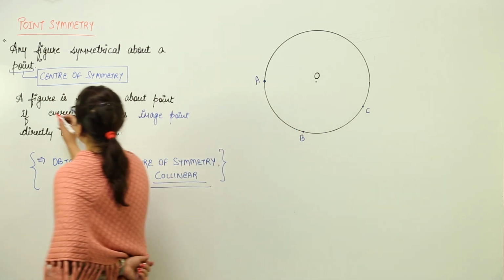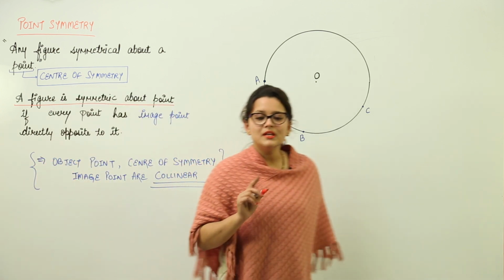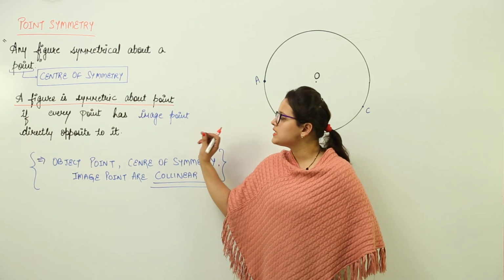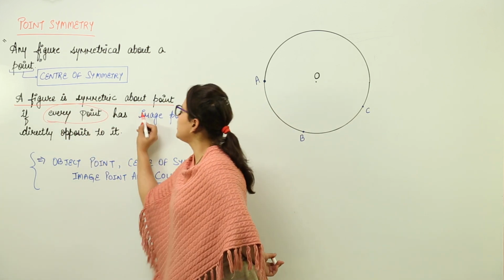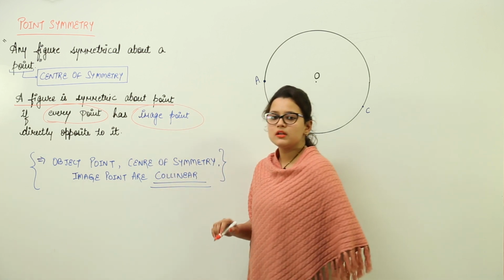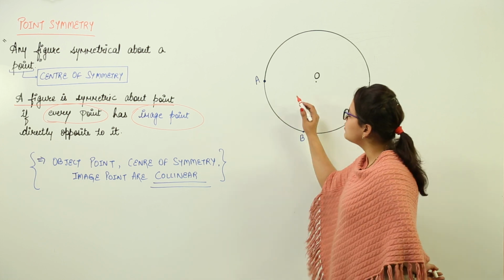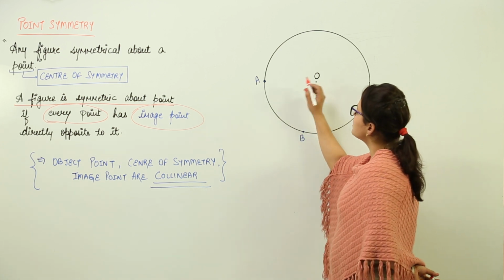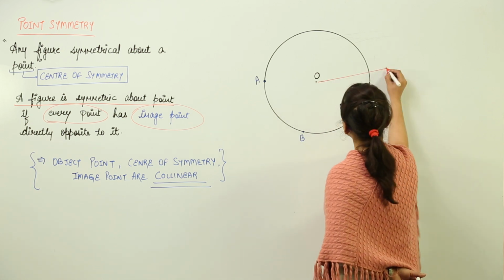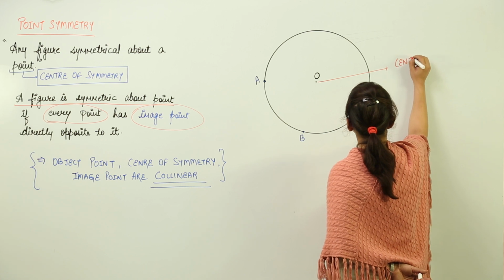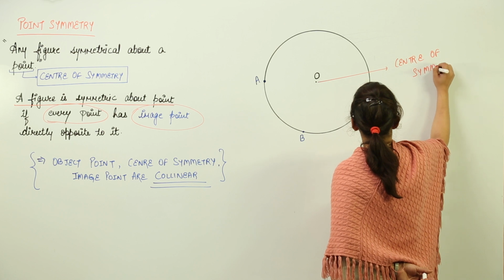We say a figure is symmetric about a point if every point has an image point directly opposite to it. You call a figure symmetric about a point only and only if every point has an image point opposite to it. That means every point must have an image point lying opposite to the point that we are considering. So over here I have made a circle. This is the center of the circle. I am saying that this is the center of symmetry.